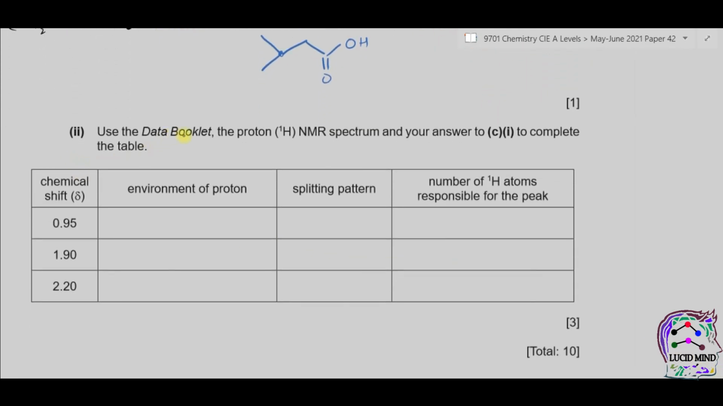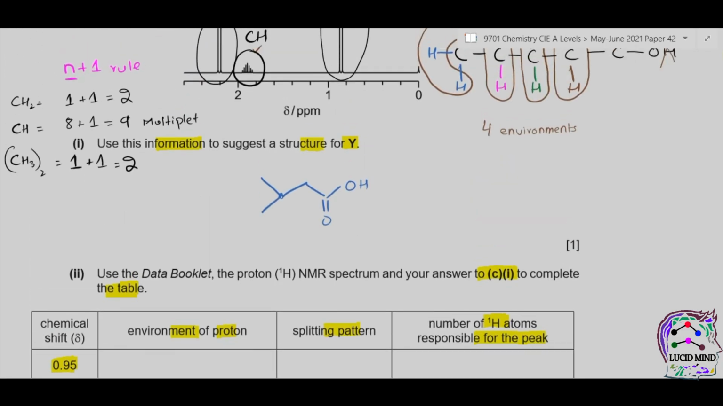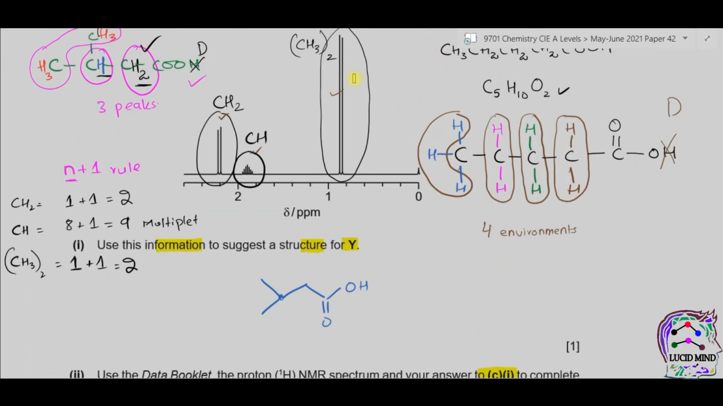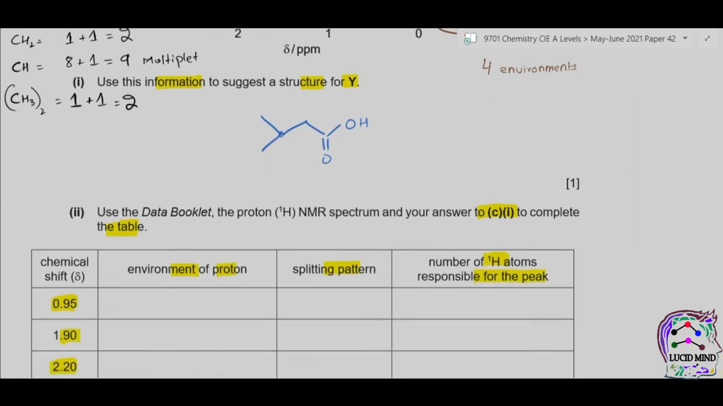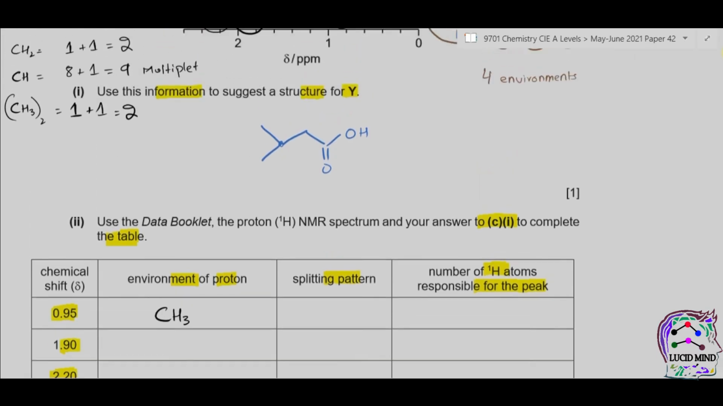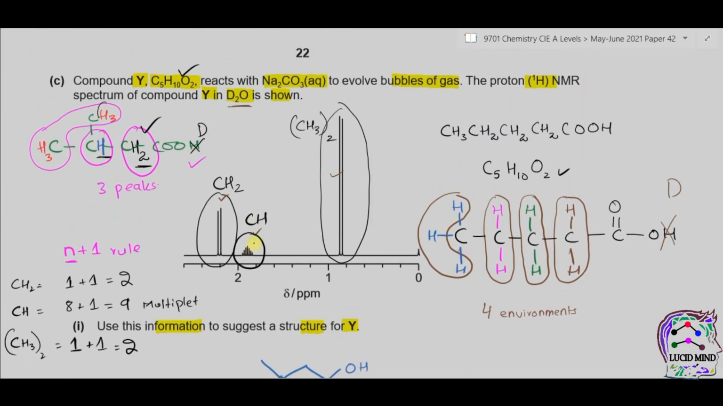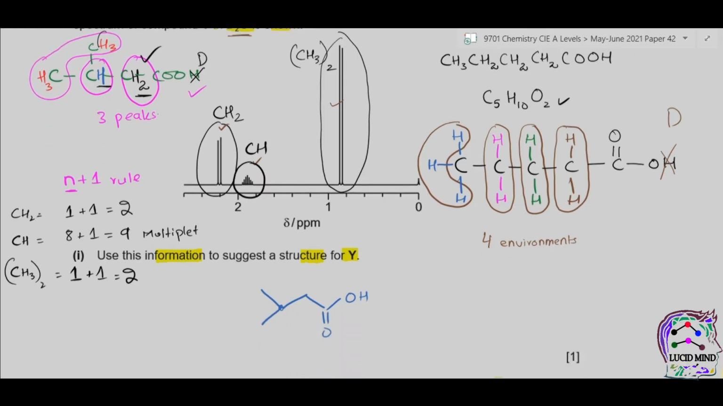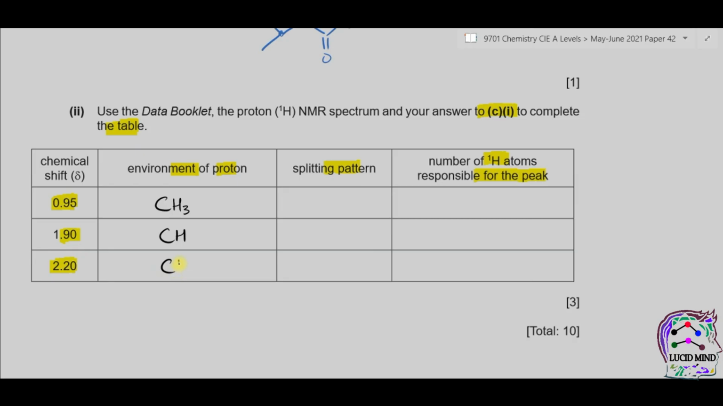Now it says use the data booklet, the proton NMR spectrum and your answer to part C 1 to complete the table. We have to find the environment of protons, the splitting pattern and the number of hydrogen atoms responsible for each peak. The first one is the chemical shift 0.95, then we have 1.90, then 2.20. This one at 0.95 is due to the alkyl groups, CH3. Then the second one, 1.90, is because of this CH. And the third one is because of CH2. So we have CH3, CH and then CH2.